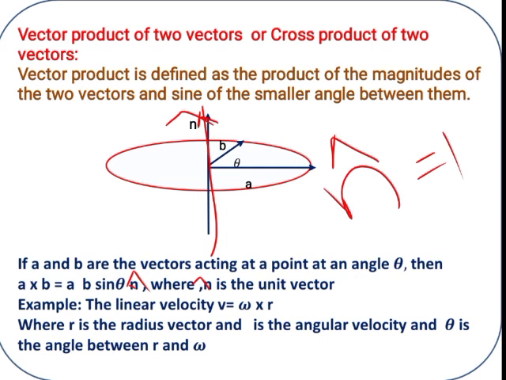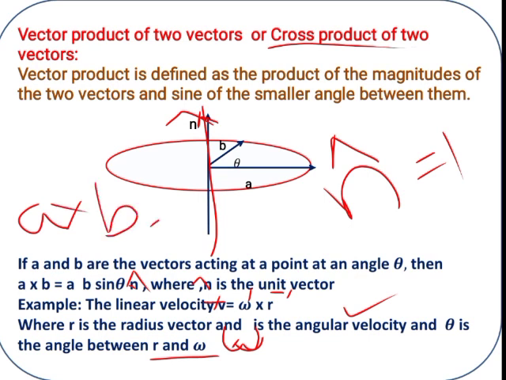Example, linear velocity. Vector V is equal to vector omega cross vector r, where r is the radius vector and omega is the angular velocity, and theta is the angle between r and omega. Suppose it is a cross product or vector product, how do we write it? A cross B is equal to AB sin theta.